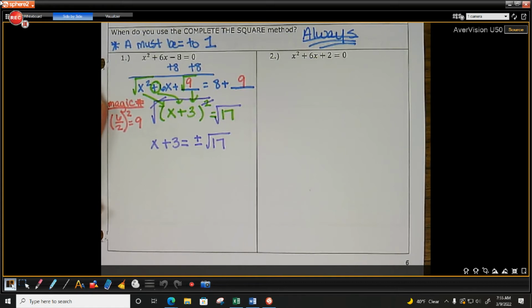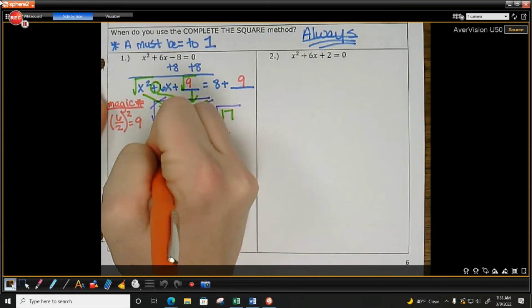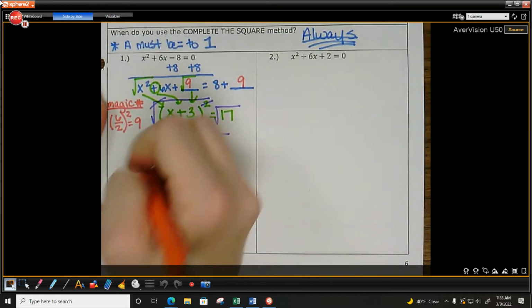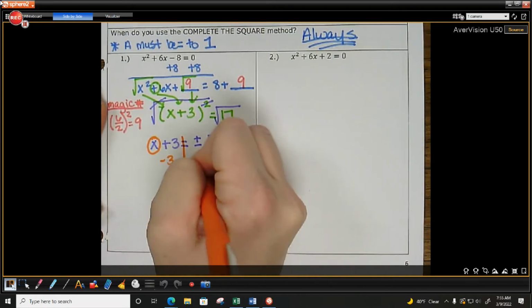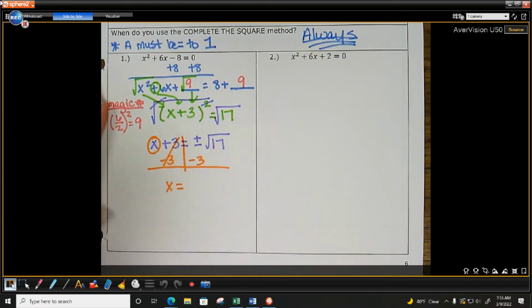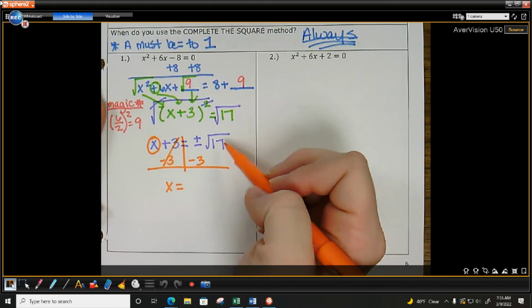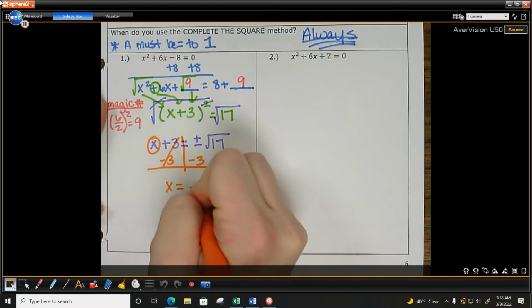Then it says solve for x. What am I going to do to get x by itself? Subtract 3. And I get x equals, are these like terms? Can I combine them? No, so it'd be negative 3 plus minus square root of 17.